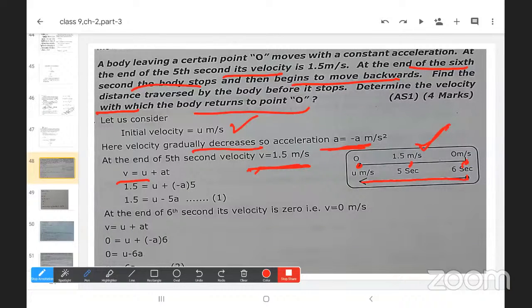So from this we can write 1.5 equals U minus 5A. Okay, so take this as equation 1.